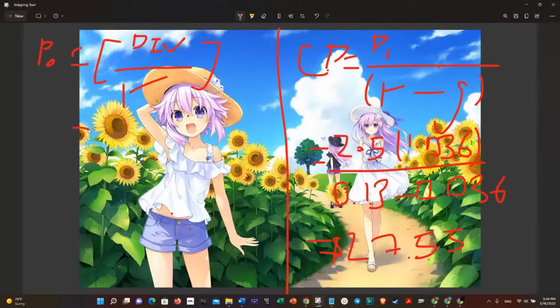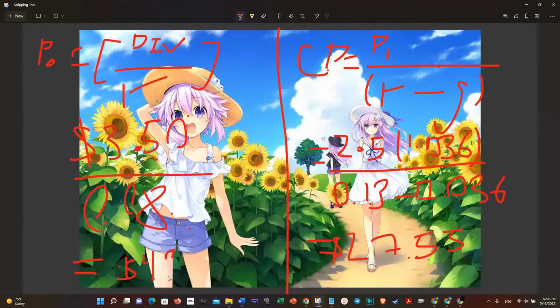So it will be $3.50 divided by 0.08, and this will give us $43.75. Let me write that more legibly. Okay, it is $43.75, and 75 cents. Good.